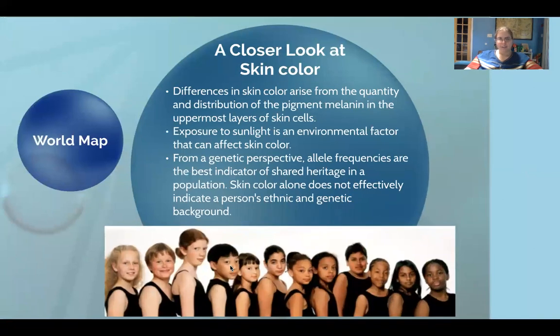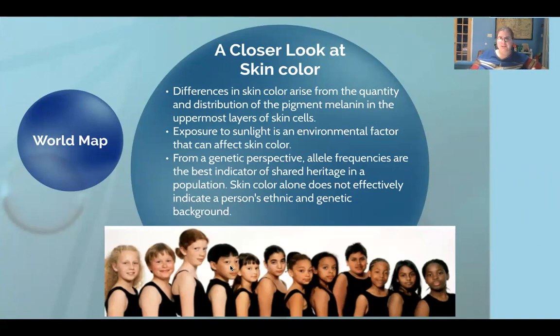All right, and then skin color. Differences in skin color arise from the quantity and distribution of the pigment melanin in the uppermost layer of skin cells. So what happens is your skin cells are producing a certain pigment called melanin, and different people produce different amounts of melanin, and it's based on exposure to sunlight. That is the environmental factor. Now, it is also in our genes.